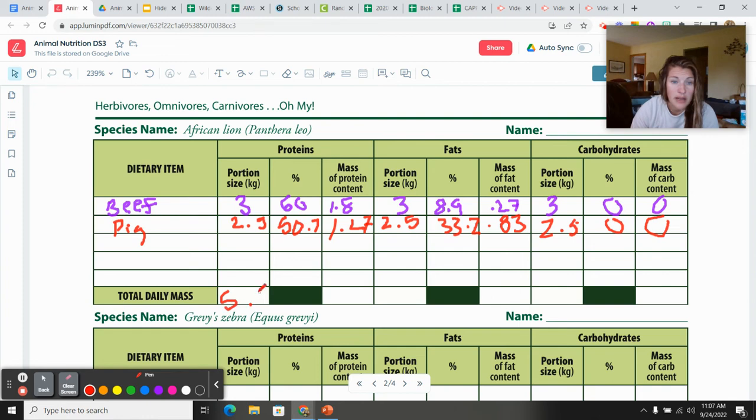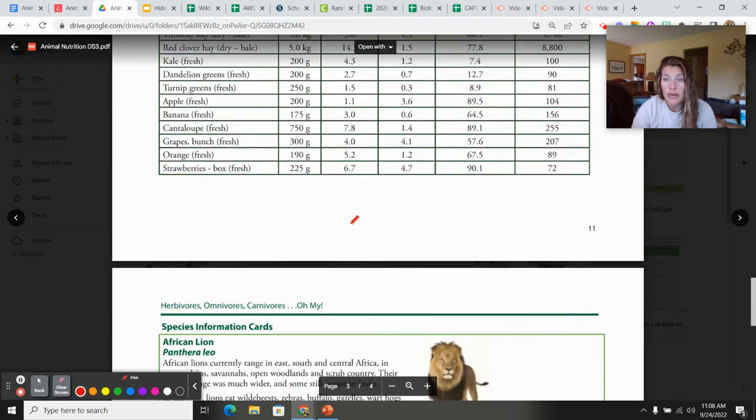So my mass is 5.5. My mass of protein is 1.8 plus 1.27. So 3.07. My mass of my fat is 0.27 plus 0.83. That's 1.1 and no carbs. Okay. So let's see if I'm within my realm of what I need for everything.